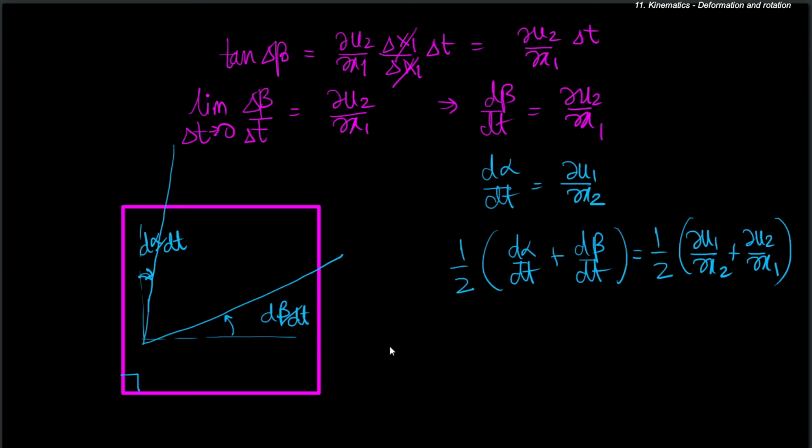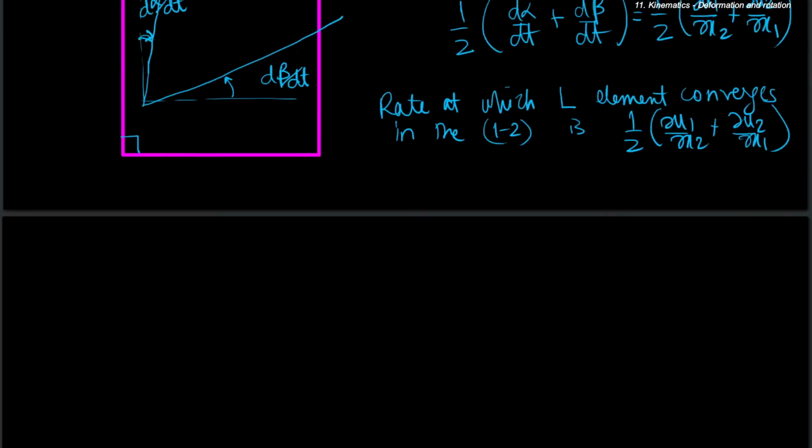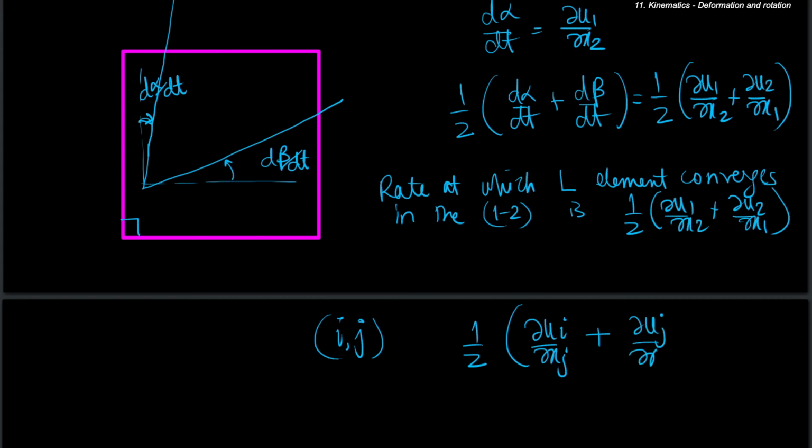So the rate at which the perpendicular element converges in the 1-2 plane is half of del u1 del x2 plus del u2 del x1, and you can of course extend this to the rate at which the perpendicular element converges in the ij plane will be half of del ui del xj plus del uj del xi.